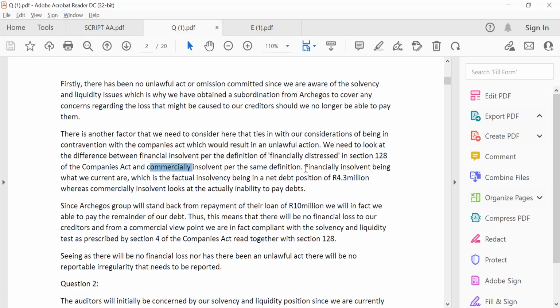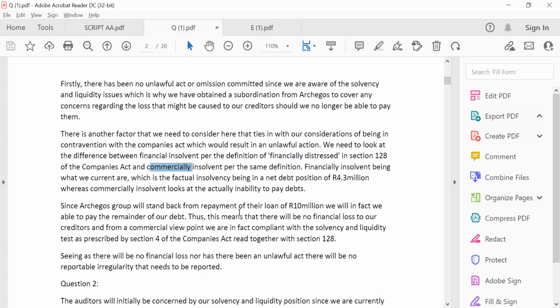So when they apply, they'll say financially insolvent being what we are, the fact that the entity is in a net liability position, we are aware of the fact that we are technically insolvent, okay? But when it comes to the subordinated loans, we are not commercially insolvent because we are able to pay our debts. That's what the candidate is saying here.